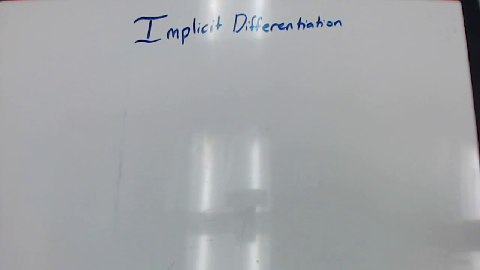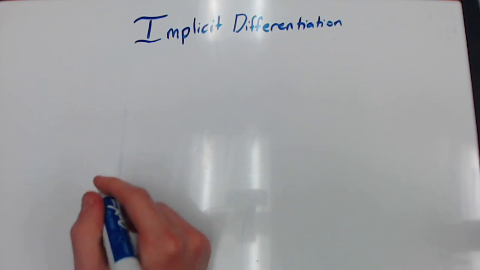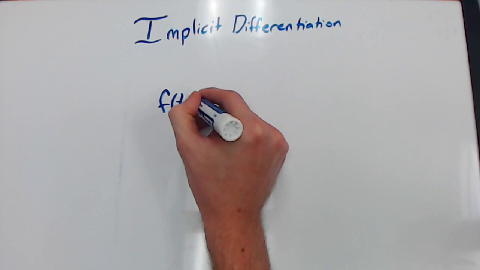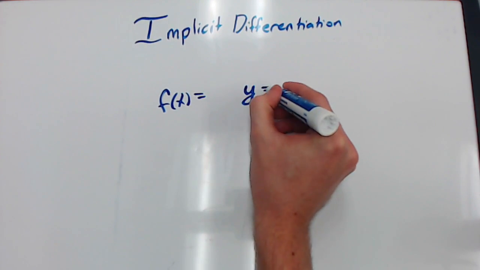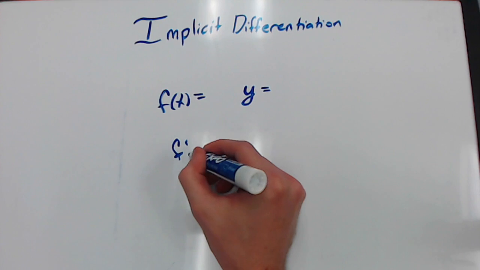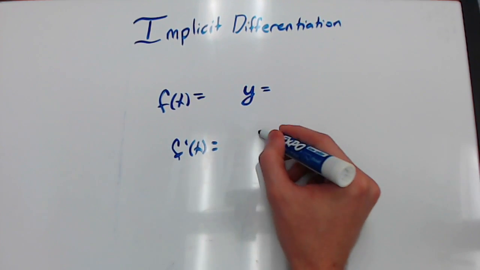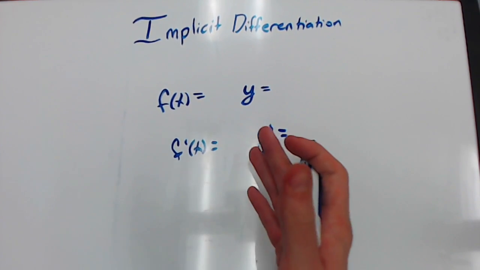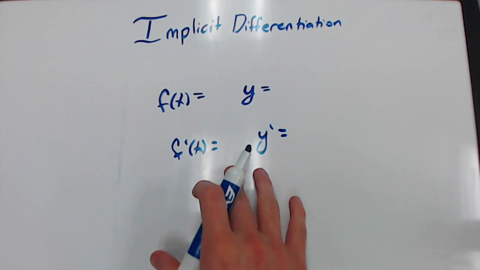Alright, so this video is going to be on implicit differentiation. The functions we've been used to differentiating are done in the form of f(x) is equal to or y is equal to. And then we can simply say f prime of x is or y prime is. That's typically how we find our derivatives and solve for our derivatives.